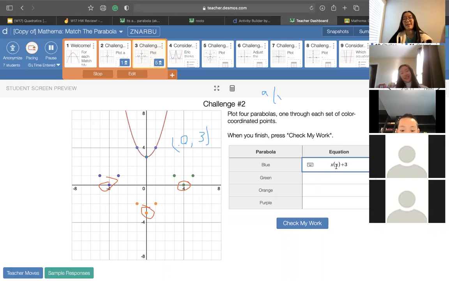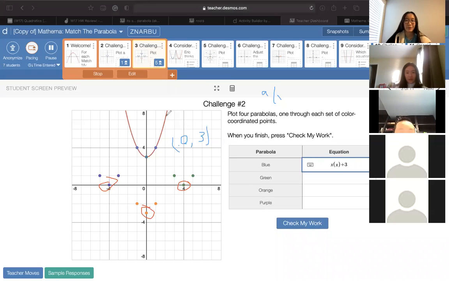So you just did x times x, and x times x equals x squared. So you did the same thing, plus 3. Good, that also works. Although we should try to do it in vertex form to make it easier.